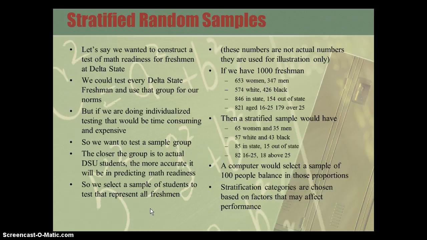balanced in those proportions. And when you do stratification categories, you use it based on factors that may affect performance. So, for instance, we wouldn't do stratification based on whether they were Methodist or Baptist, unless we assumed that being Methodist or Baptist would affect math performance.